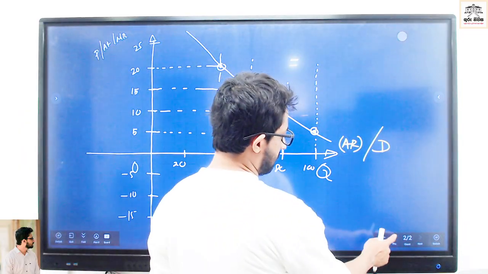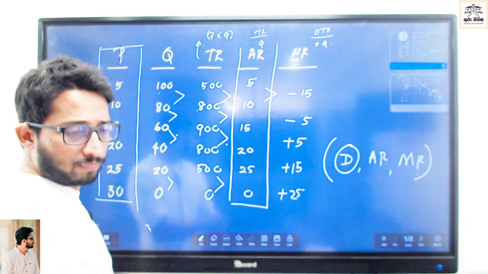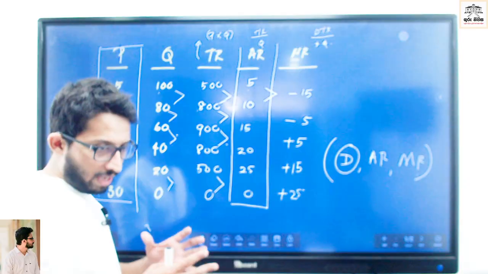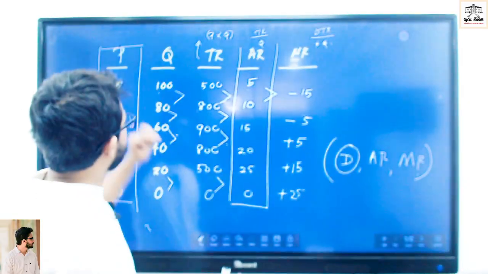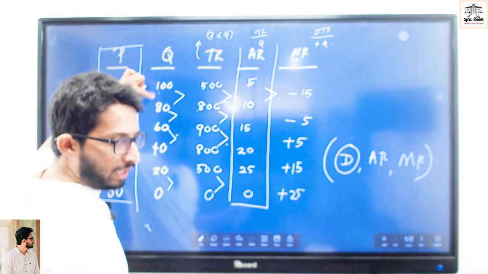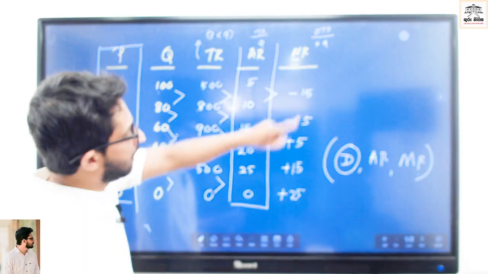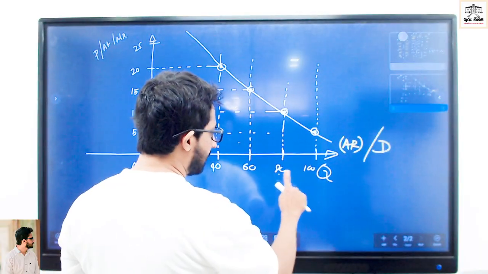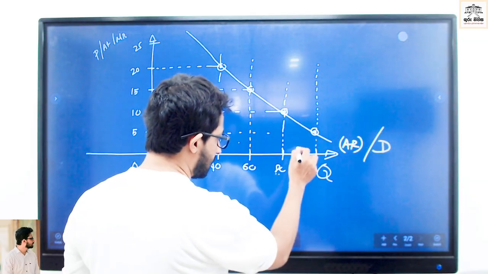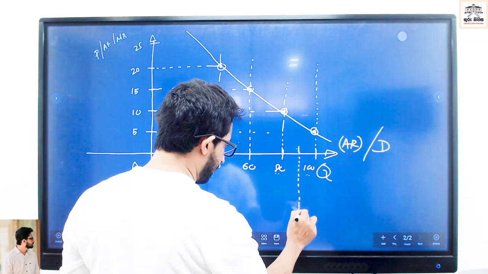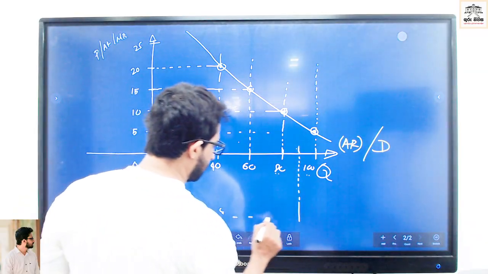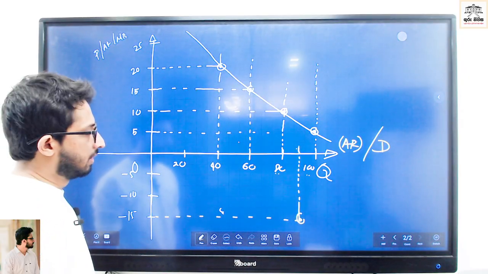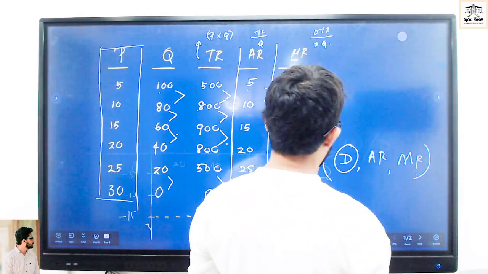MR, Buddha, be careful because look at the first one. Buddha, have a look at the board, please. MR should be that value, minus 15, marked in between 80 and 100. Between 80 and 100, the middle point, marginal revenue is minus 15. Look at the board. Minus 15 means this side, the minus side. Here is the point, right?